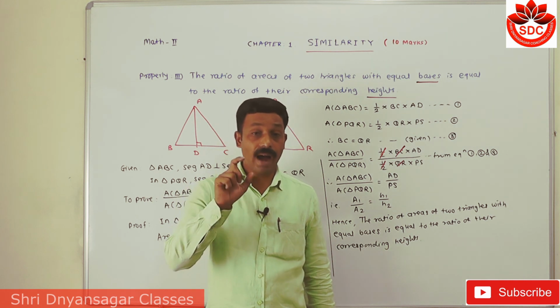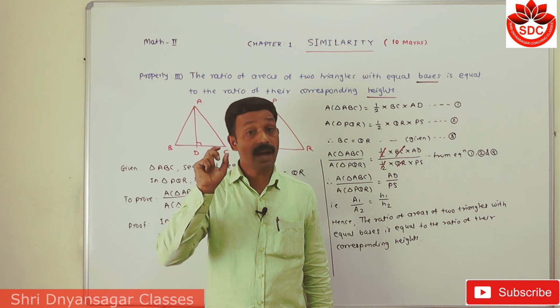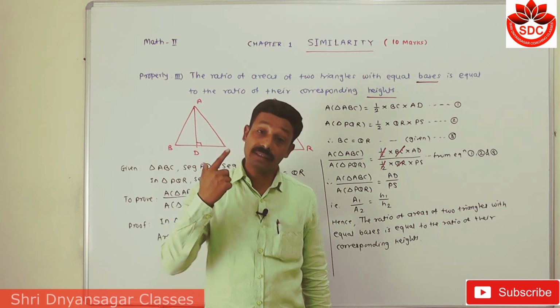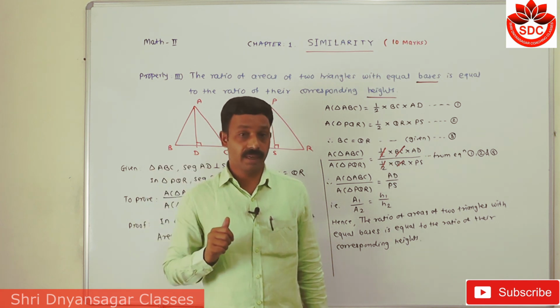Now student, in this there is one more property also. If the height and base are equal, then their areas are also equal. We use this property also to solve the examples. Okay.